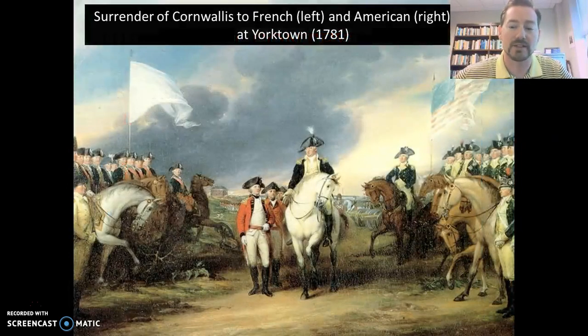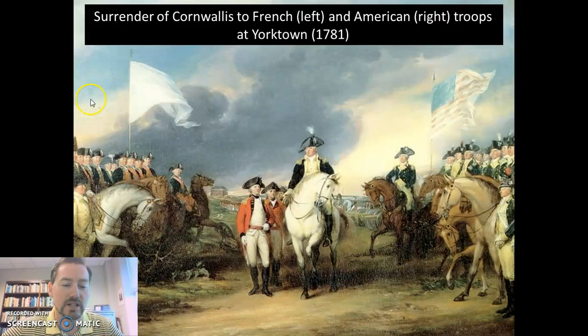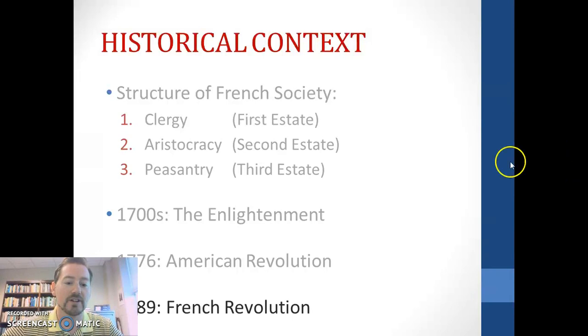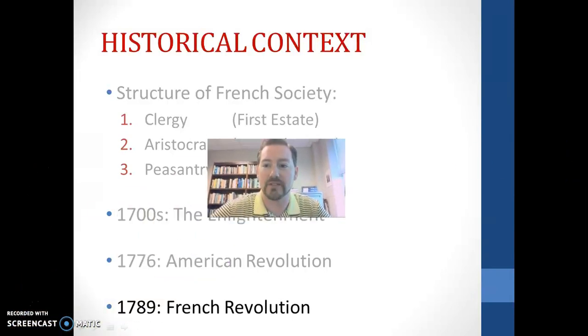But this is a painting of that time. Surrender of Cornwallis to French troops at the left and American troops at the right. So you actually can see these are French troops over here. Americans will often conveniently forget that the French helped the Americans to win their independence from the British. So here are the French troops here, and obviously here's George Washington and the American colonists there. All right. And then the French are going to have their revolution in 1789.